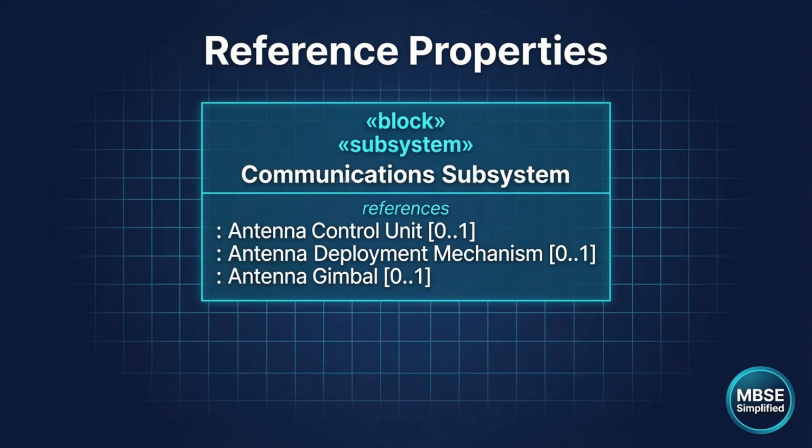Reference properties are listed in the references compartment of the communication subsystem block diagram as shown. A reference property represents a structure that's external to a block. Unlike a part property, a reference property does not convey ownership. A reference property can be described as a needs relationship.